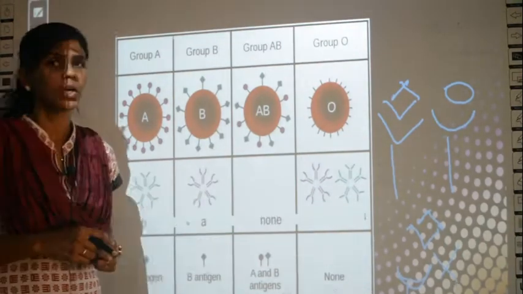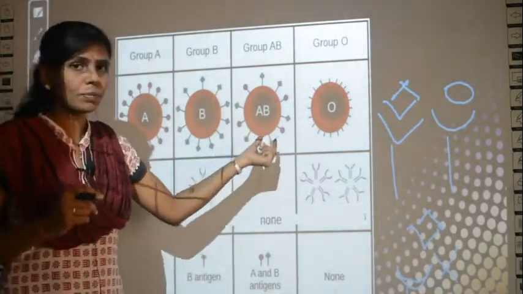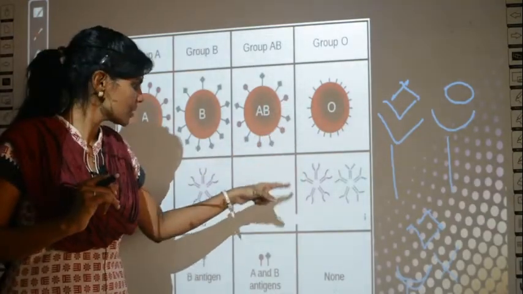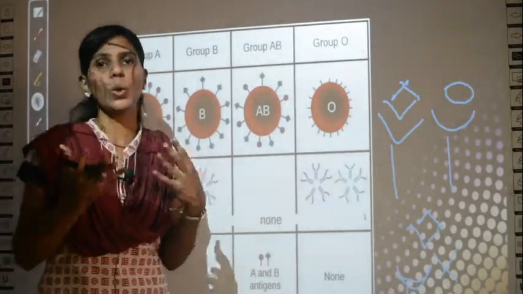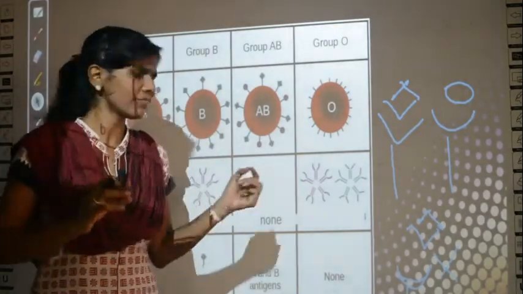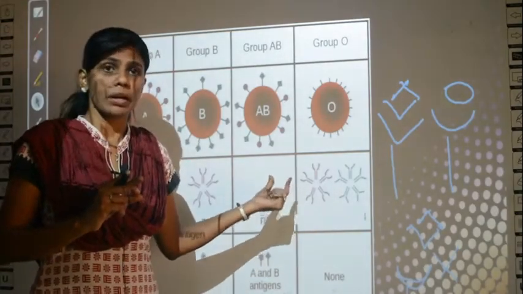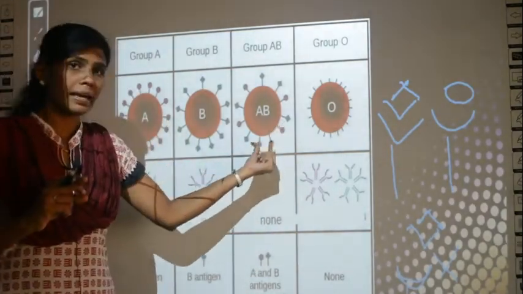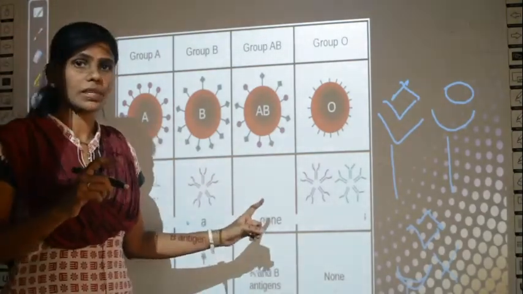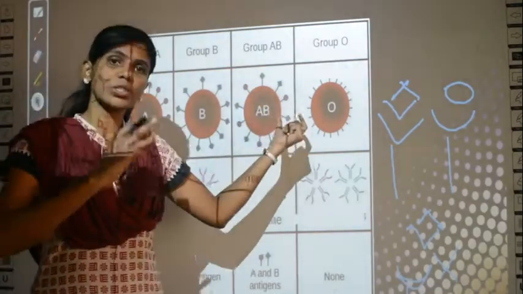What about an AB blood group person? An AB blood group person will have antigen A and antigen B, but if you see the plasma, there will be no antibodies at all. Imagine if there is going to be any one antibody in their blood plasma. Since they have antigen A and antigen B, even if one antibody is present, it will go and bind with the structure of A or B.